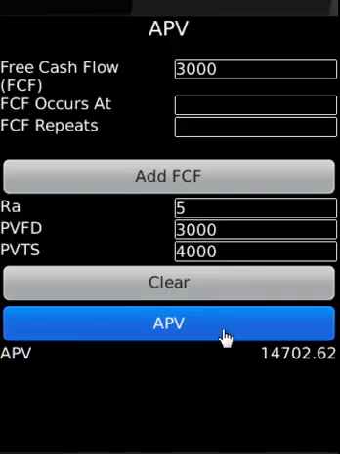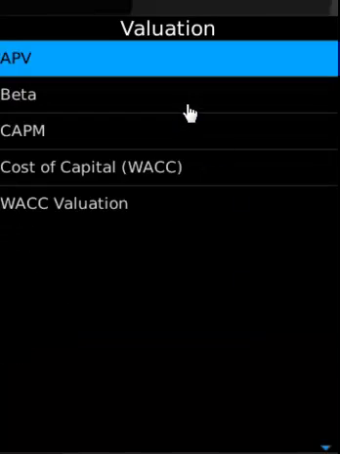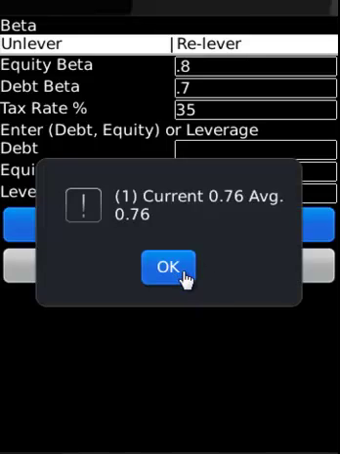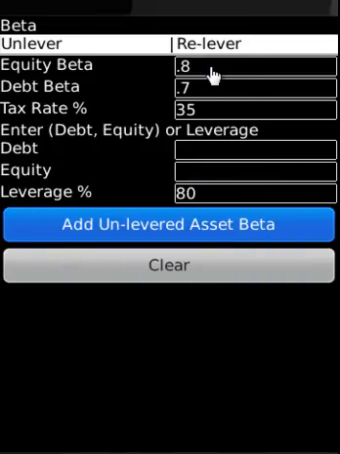So we added all those, and now we know the APV, adjusted present value. Beta: using this we are able to unlever asset beta and re-lever the leverage to come up with the equity beta. So asset beta is, for example, 0.8, debt beta is 0.9, 0.7, and tax rate we're leaving at 35%. So leverage here is 80%. We added that, so that is one set of data.